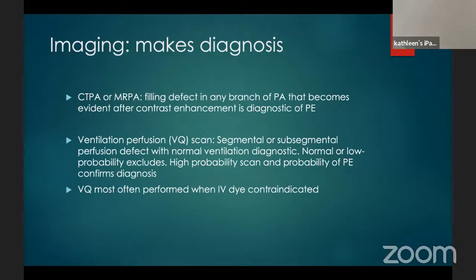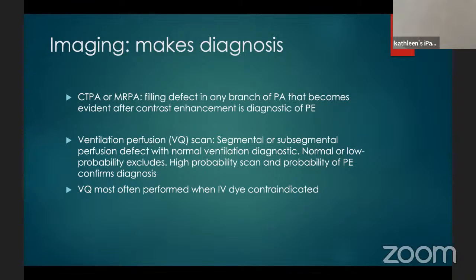Ventilation perfusion scans can be done. These are often done when CT is not feasible, either for time or by where you're performing the testing, or by a patient allergy to contrast, or by renal insufficiency. Ventilation perfusion scans can be helpful, and segmental or subsegmental perfusion defects with normal ventilation is essentially diagnostic of a pulmonary embolism.